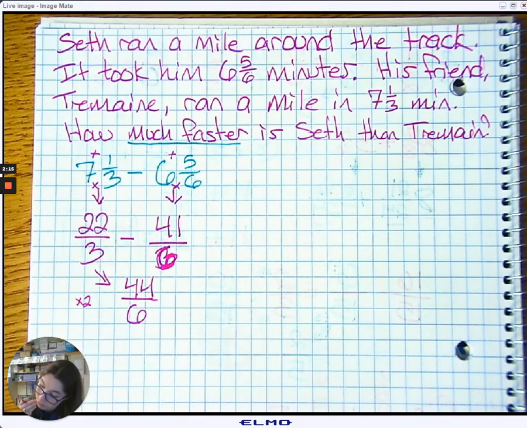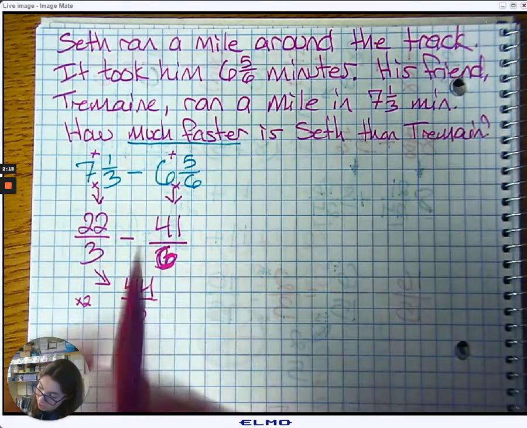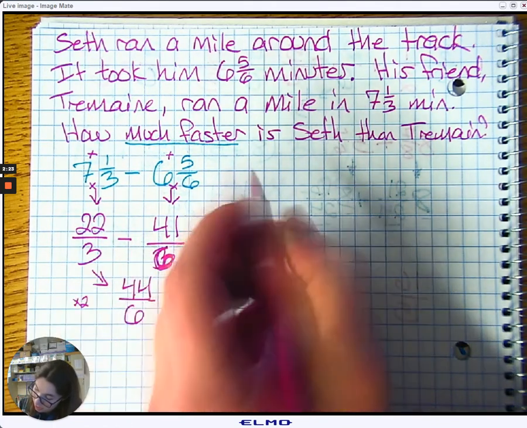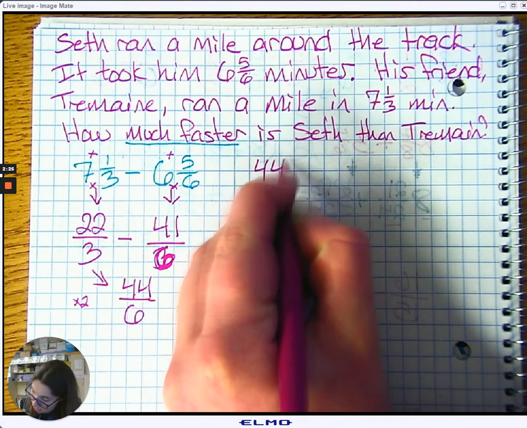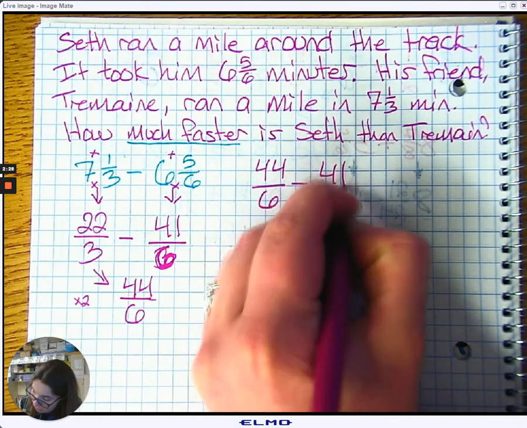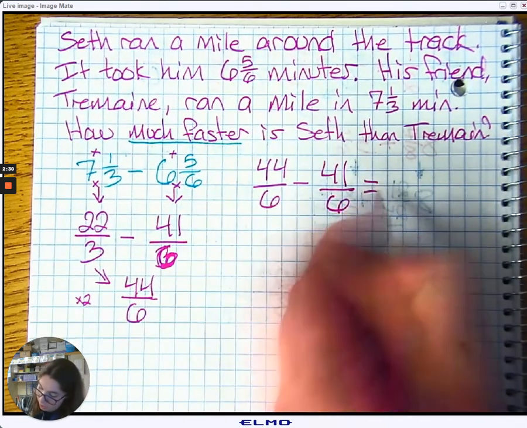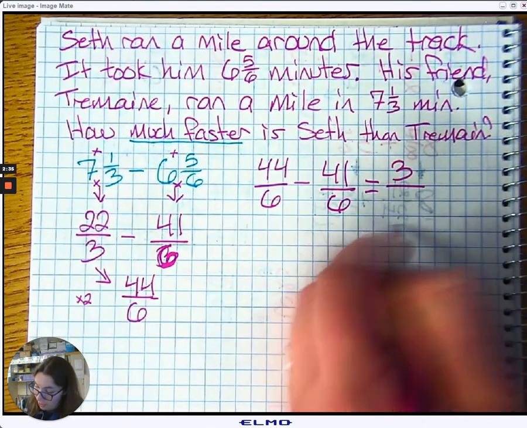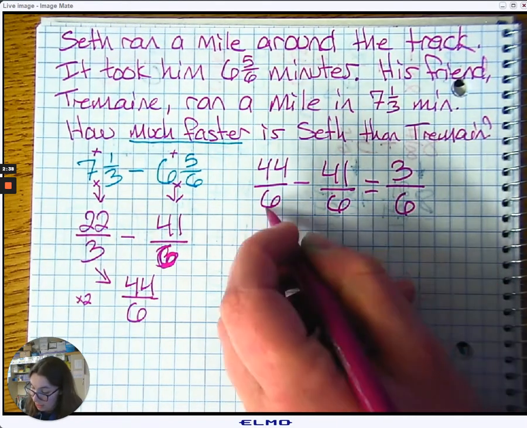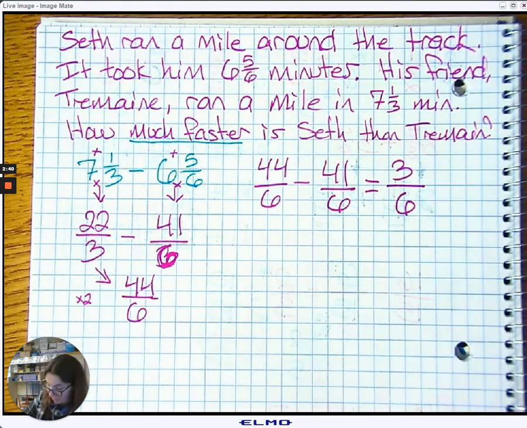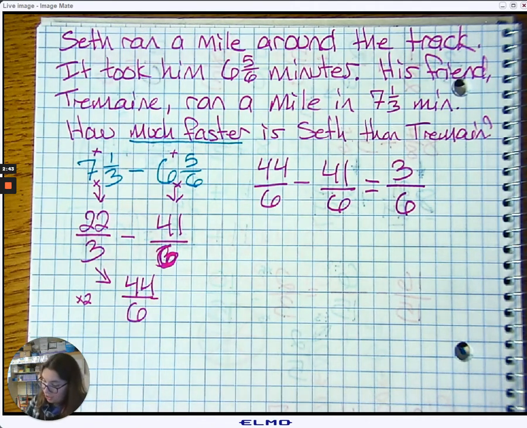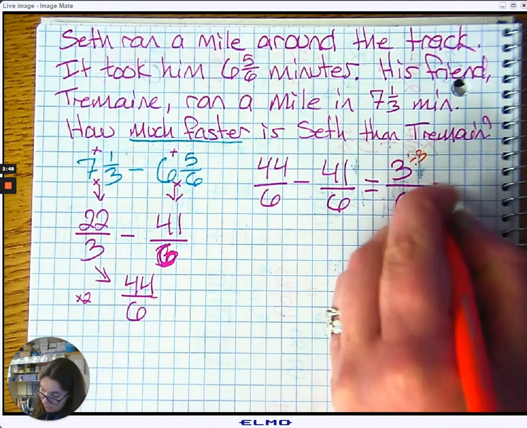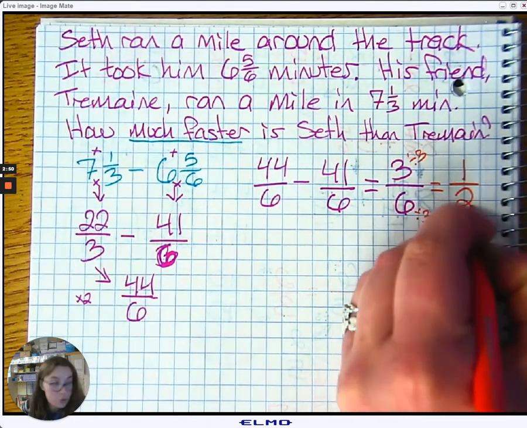So 44 over 6 minus 41 over 6. 44 minus 41 is, of course, 3. And 3 over 6. Denominator does not change. I can simplify that down. To simplify that fraction, I will divide by 3, since that goes into both top and bottom. And I will get 1 over 2, or 1/2.